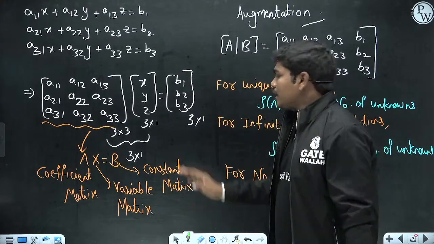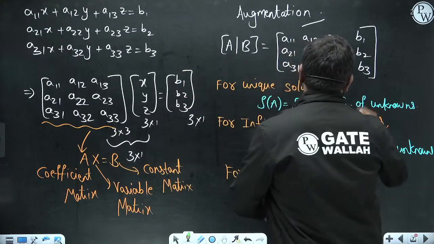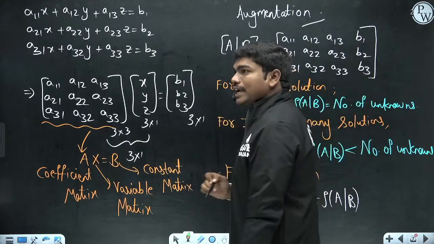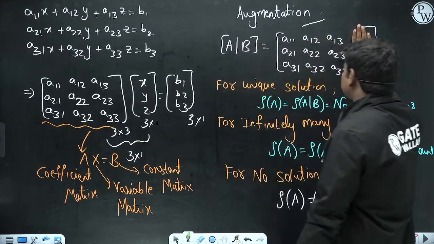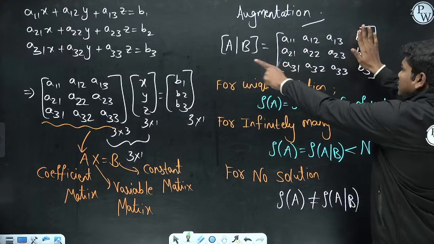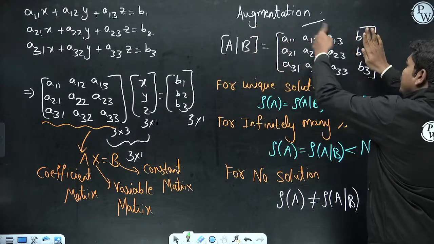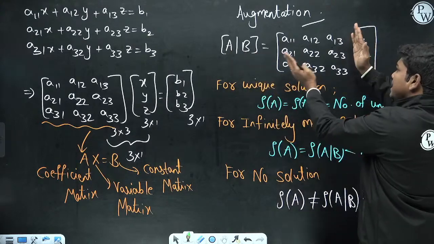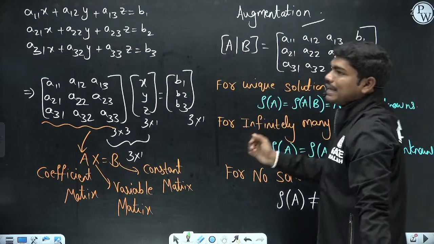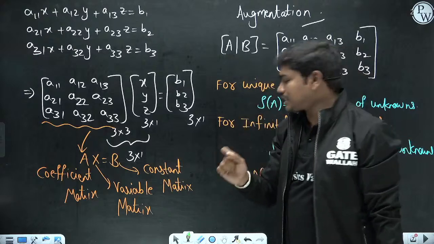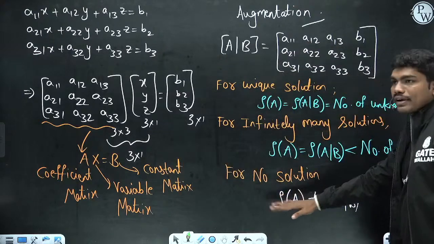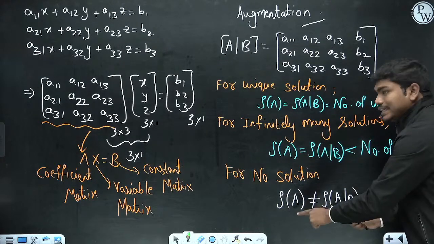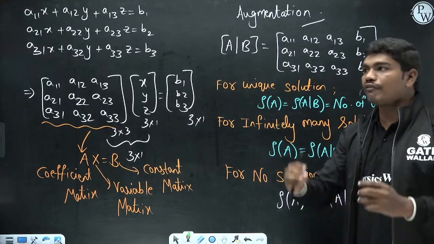Then if this matrix is 0, all these entries in the column will be 0, correct? So this matrix will be 0. Now if you calculate rank, the rank of A augmented B will depend upon this case. It means the rank of A augmented B will depend upon the determinant of A. That's why in case of homogeneous systems we will not get the last option. Because the rank of A augmented B will depend upon the rank of A. That's why these two will always be equal in case of homogeneous systems.